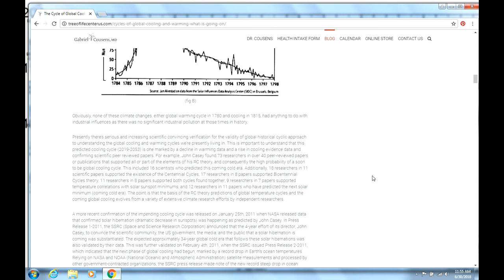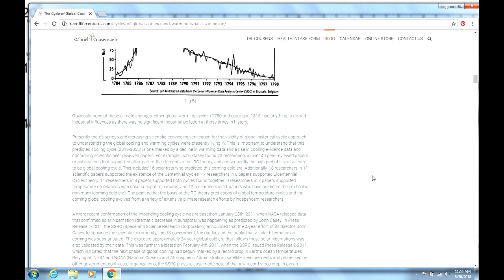The point is that the basis of the RC theory predictions of global temperature cycles and the coming global cooling evolves from a variety of extensive climate research efforts by independent researchers. A more recent confirmation of the independent cooling cycle was released on January 25, 2011, when NASA released data that confirmed solar hibernation. A dramatic decrease in sunspots was happening as predicted by John Casey.